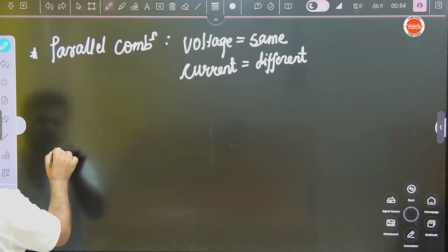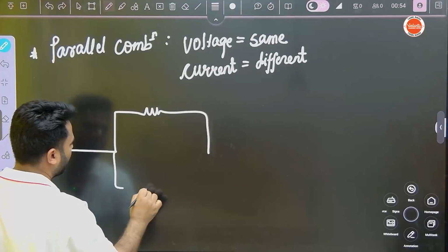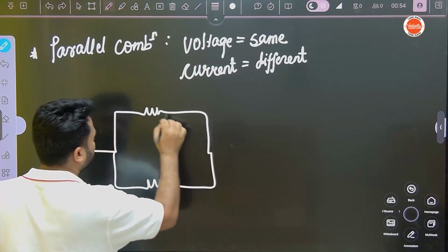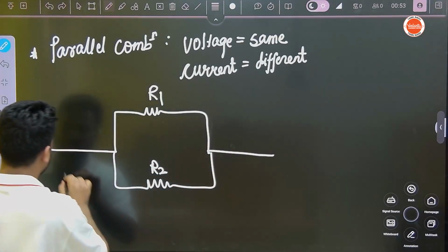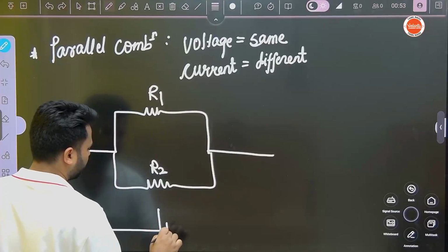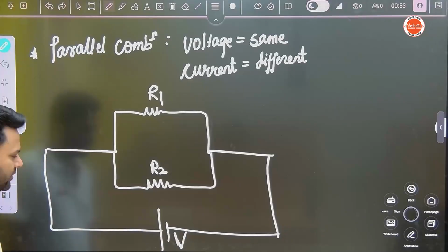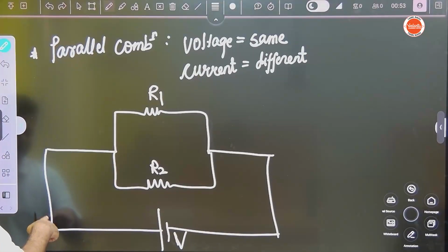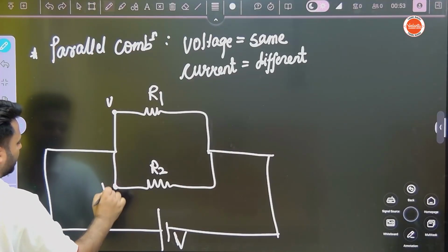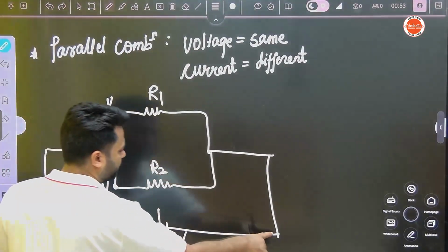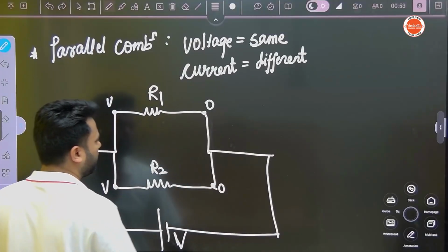For example, this is R1, this is R2. And there is a battery like this, V volt. Correct? What we can see? If this V is voltage, this is also V, this is also V, this is also V, this is also V, and this is also V. If this is 0, this is 0, this is 0, this is 0, this is 0. I told you yesterday, across the wire there is no potential drop.